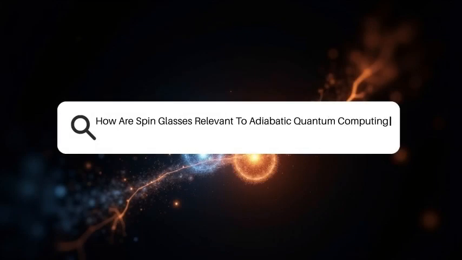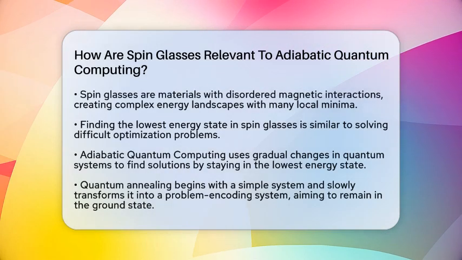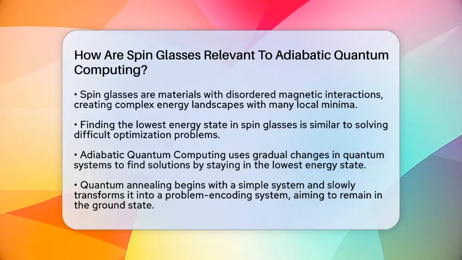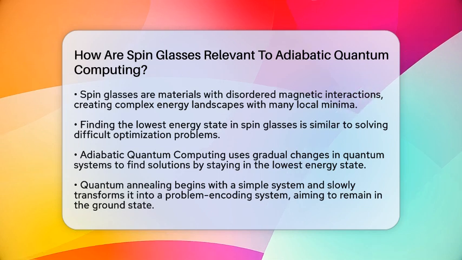How are spin glasses relevant to adiabatic quantum computing? Imagine trying to find the lowest point in a landscape filled with hills and valleys that twist and turn unpredictably. That's what solving a spin glass problem feels like.